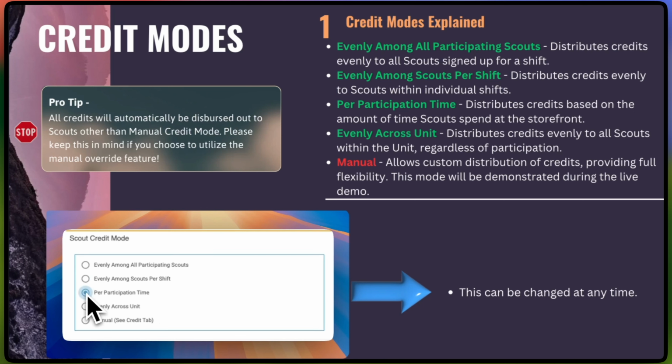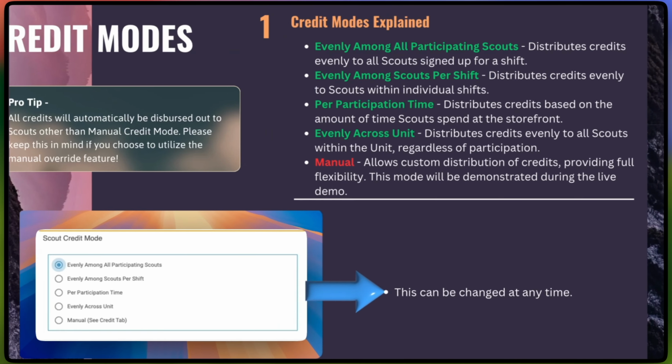Per participation time: this will distribute credits out to scouts based off the amount of time spent at the storefront itself. Evenly across unit: this will distribute out credits to all scouts within the unit, regardless if they participated or not. Finally, manual credit mode: this mode will allow you to choose how you want to distribute out credits to the scouts. Camp Masters allows you to change the credit mode at any time you would like.